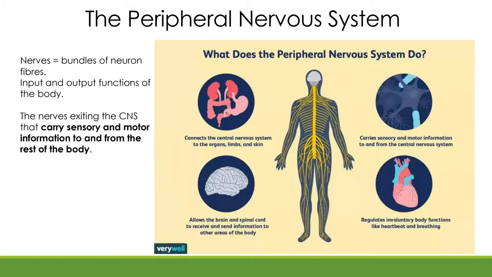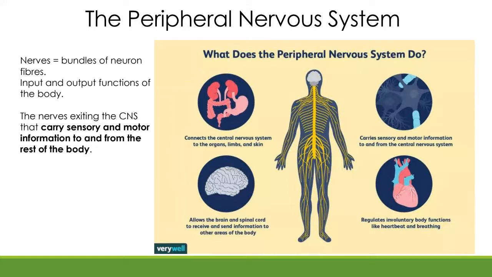Okay, so we're going to start with the peripheral nervous system, the PNS. So nerves that exist in our body, if you look at the little body in the middle, all of those yellow things, they are nerves. Our nervous system is made up of bundles of neuron fibers. So all those little neurons we saw that we haven't had an overview of, all of those combine together into little neuron fibers. And they're responsible for the input and output functions of the body.